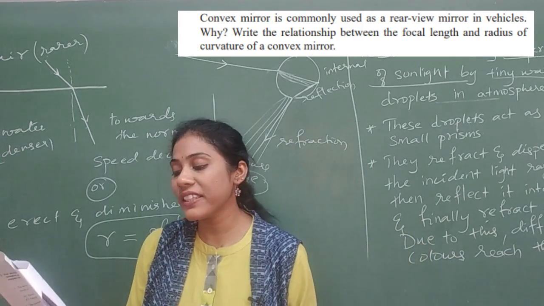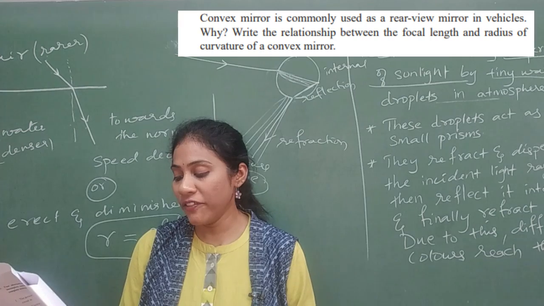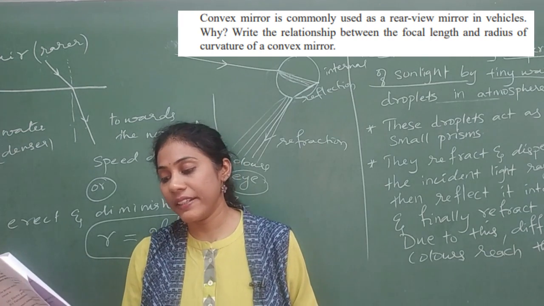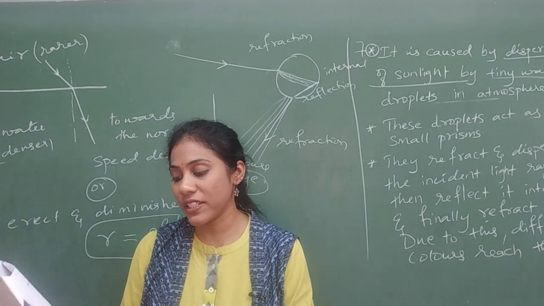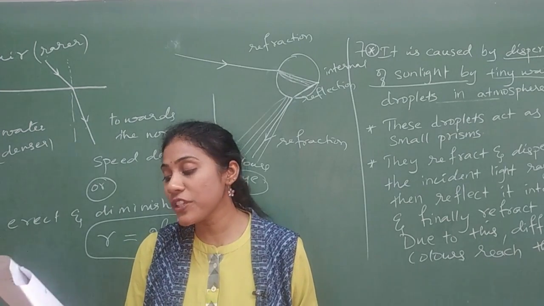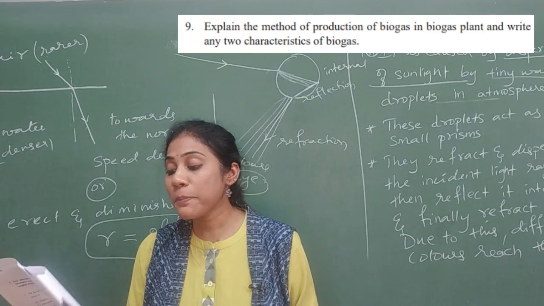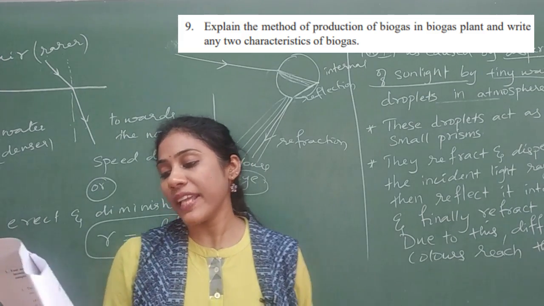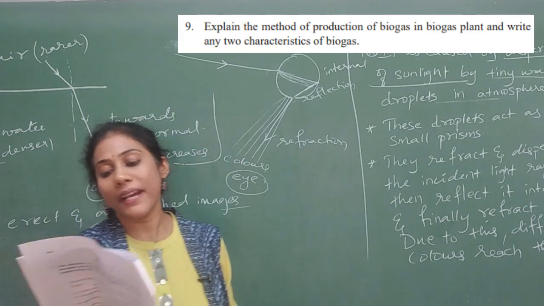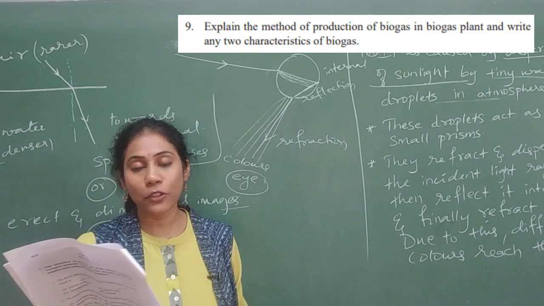Now we will go for the 3 marker questions, that is main 4. You have the 9th, 10th and 11th, three questions. Let us quickly go for the 9th question, which is from sources of energy. Very simple question. Explain the method of production of biogas in a biogas plant and write any 2 characteristics of biogas.